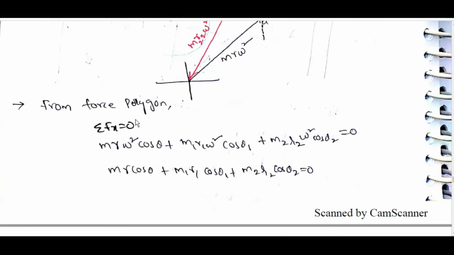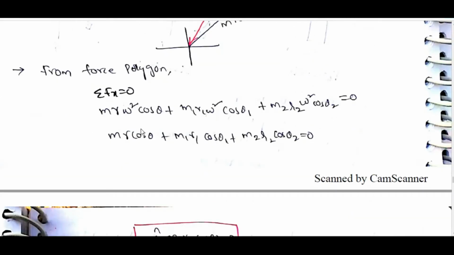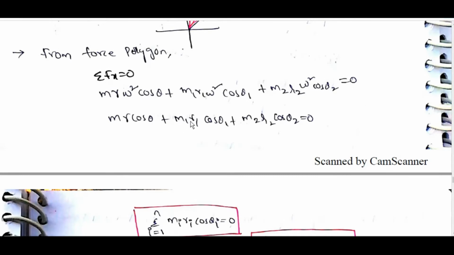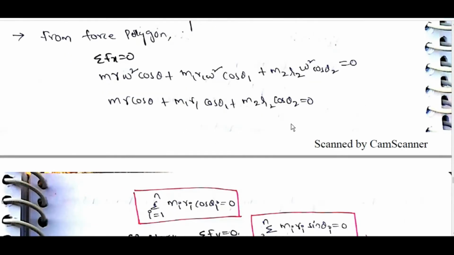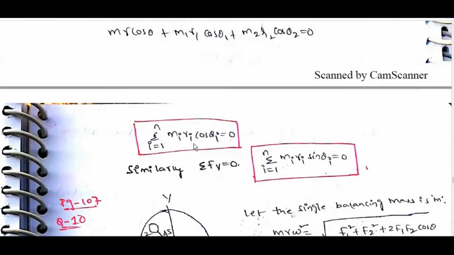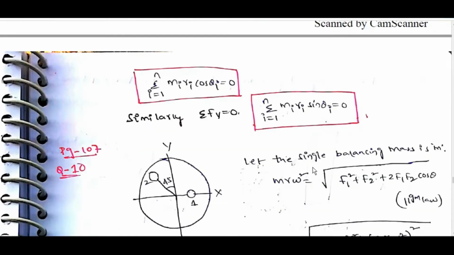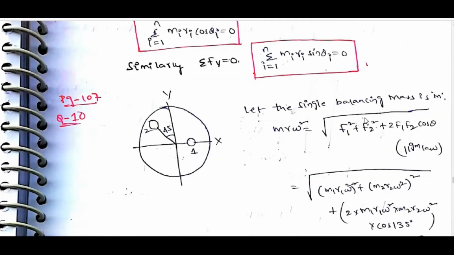From the force polygon, sigma f x is equal to 0. m r omega square cos theta plus m1 r1 omega square cos theta 1 plus m2 r2 omega square cos theta 2 is equal to 0. m r cos theta plus m1 r1 cos theta 1 plus m2 r2 cos theta 2 is equal to 0. Sigma i is equal to 1 to n, m i r i cos theta i is equal to 0. Similarly, sigma f y is equal to 0, so sigma i is equal to 1 to n, m i r i sin theta i is equal to 0.